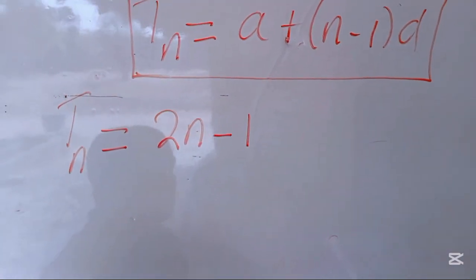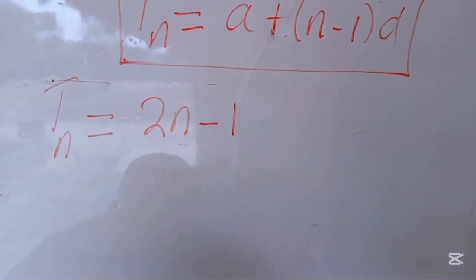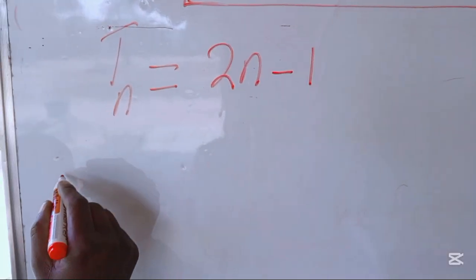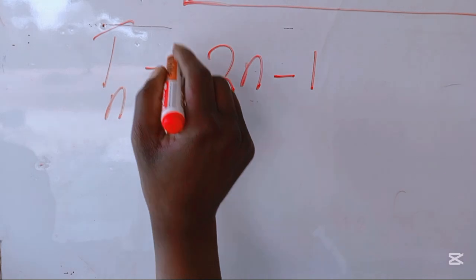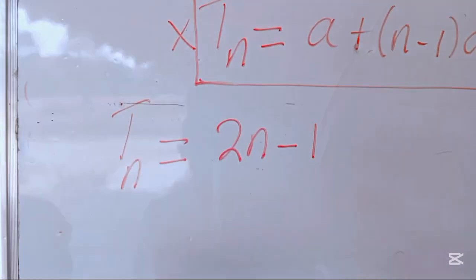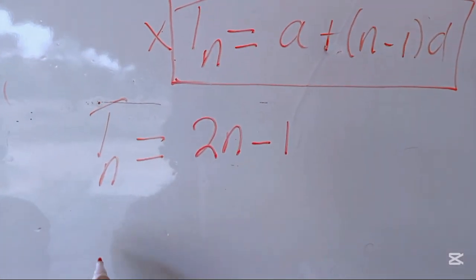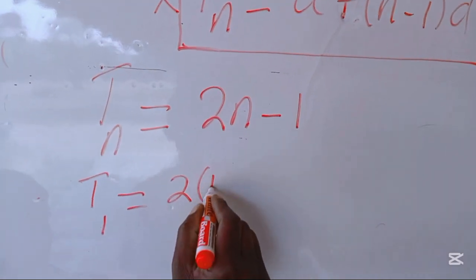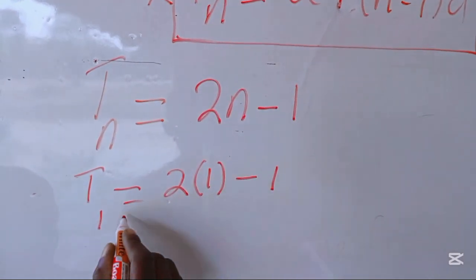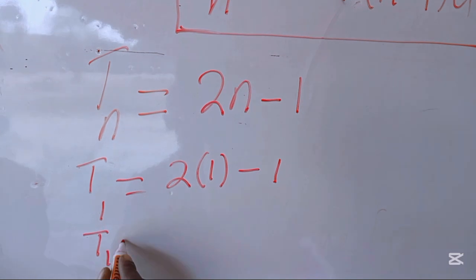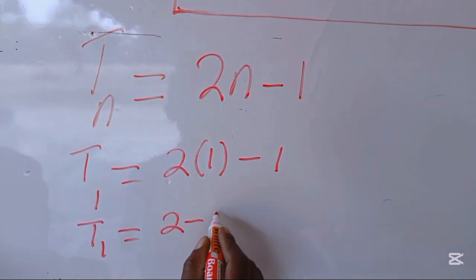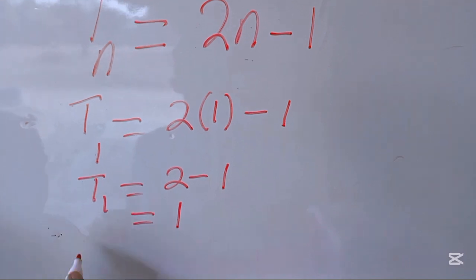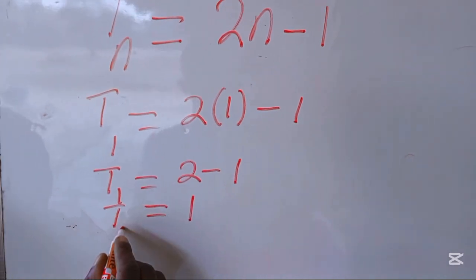So they are saying find the first term. How do you find the first term? Please do not panic. You follow the condition. Don't use the formula; use this condition. For T1, where there is n, you put 1, because it is your first term. So my first term will be 2 minus 1, and you agree with me that it is 1. So my first term is 1.